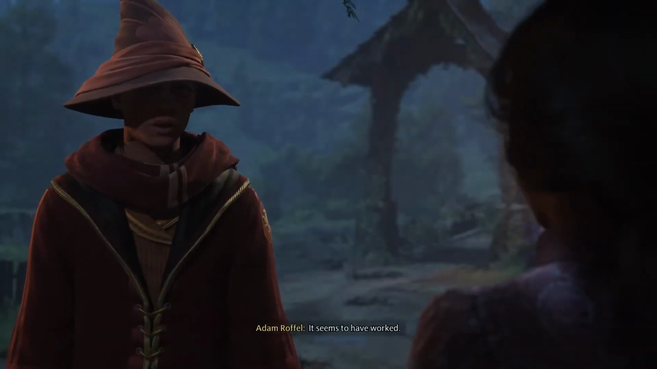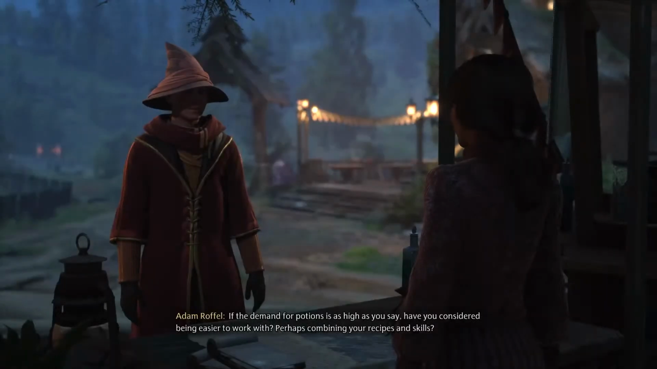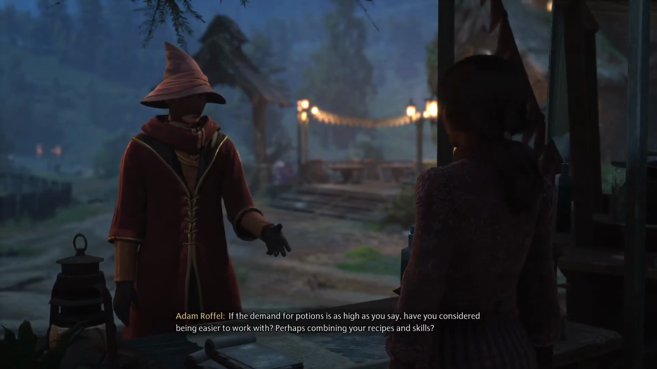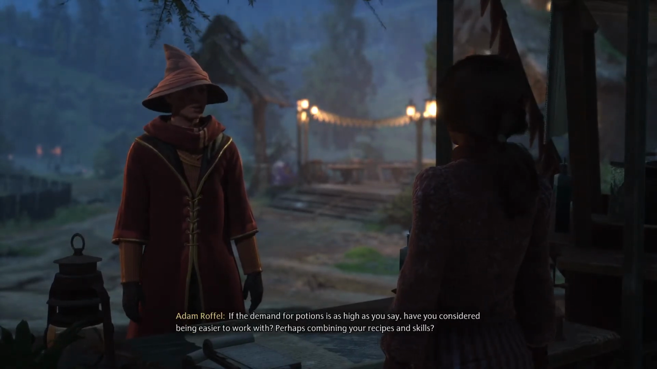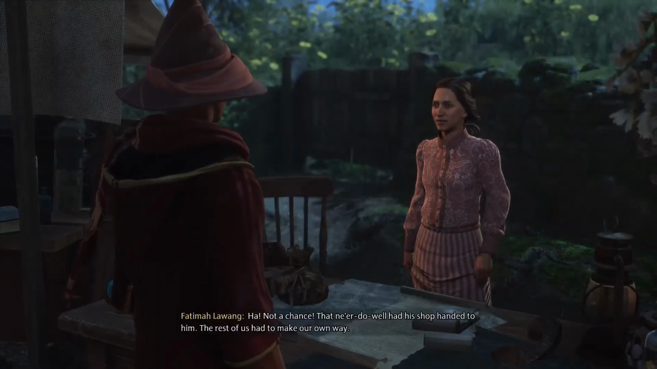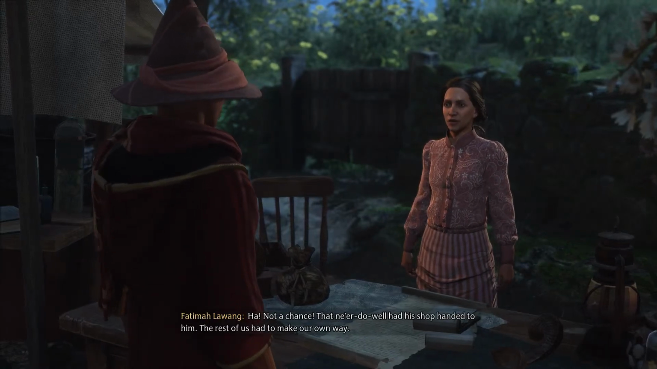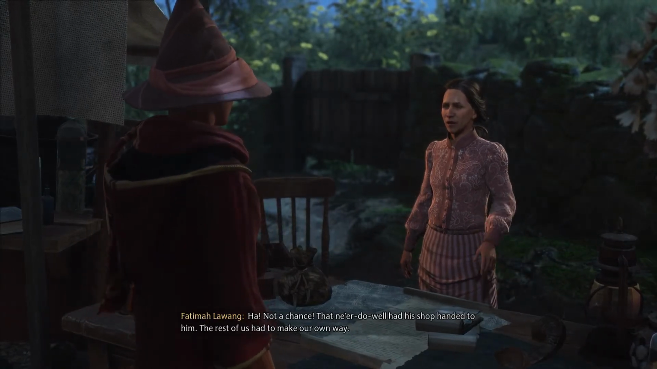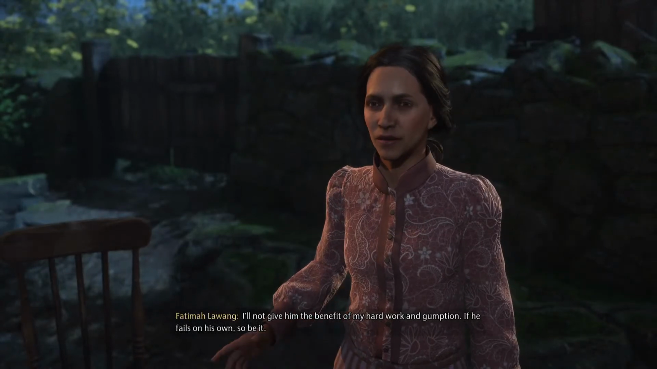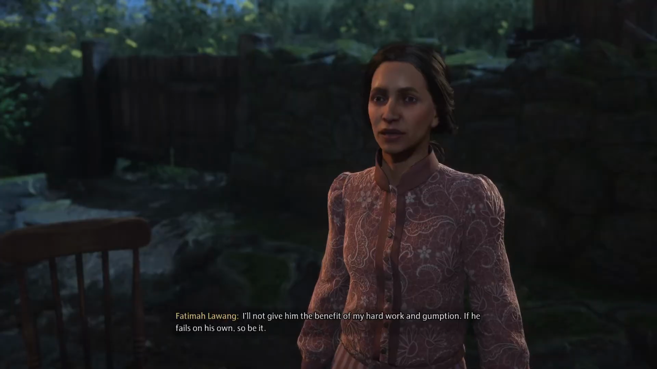It seems to have worked. Well, I suppose that will do. If the demand for potions is as high as you say, have you considered being easier to work with? Perhaps combining your recipes and skills? Not a chance. That ne'er-do-well had his shop handed to him. The rest of us had to make our own way. I'll not give him the benefit of my hard work and gumption. If he fails on his own, so be it.